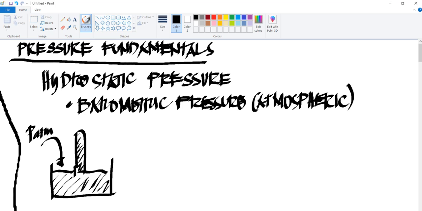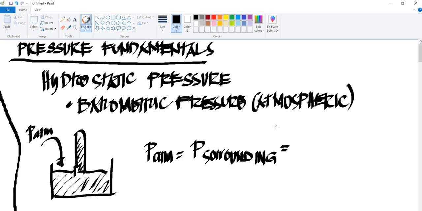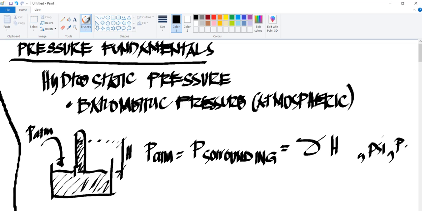It can also be water. Okay, so where your atmospheric pressure is equal to the pressure surrounding, which is equal to the specific weight times the height. So what is the height? The height is usually this one. Taking this one, this is now your height. So this is in the forms of PSI. The unit can be PSI, and you have Pascal.